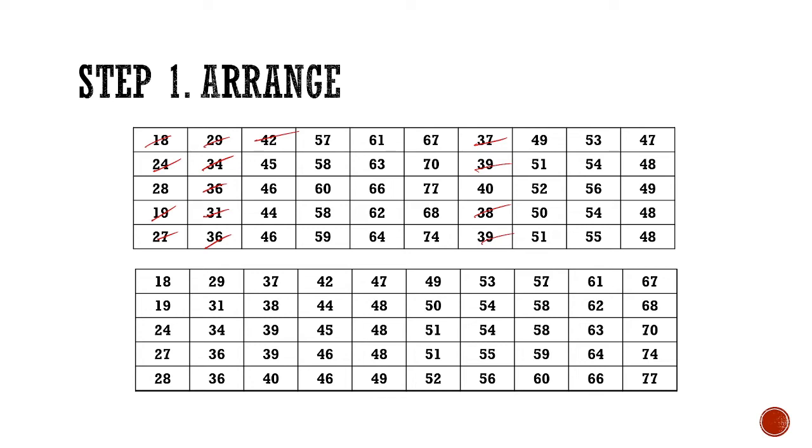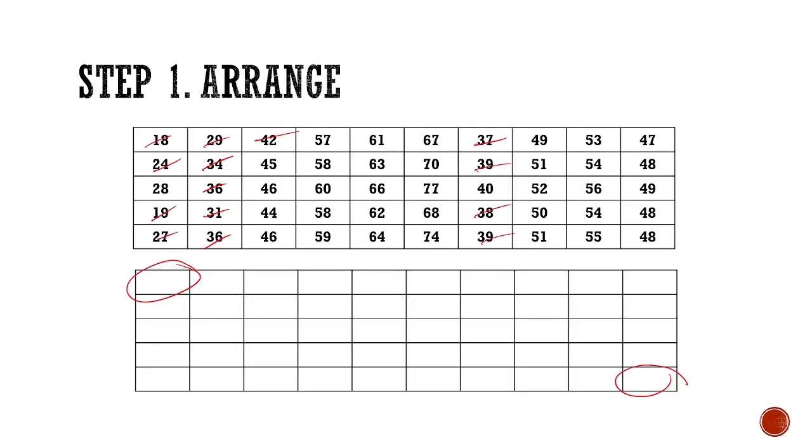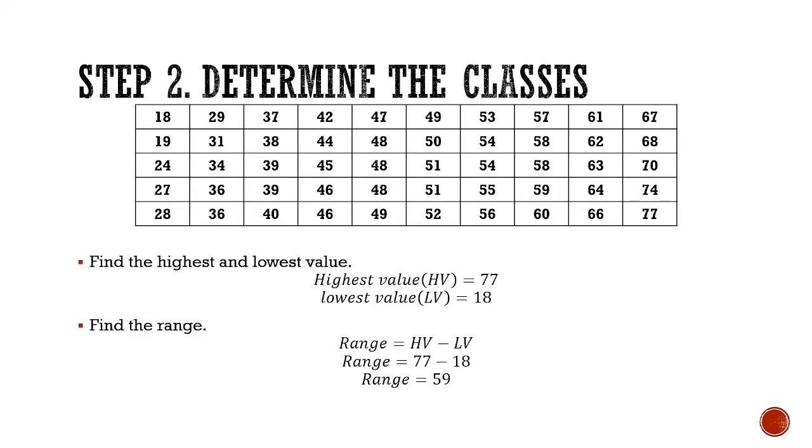Okay? Then, after arranging, you get the highest and lowest value. As you can see here, the lowest value is 18 and the highest value is 77. Then, we just find the range. And the range here will be 59. So, for determining the classes, ilan yung values natin dito? We have 50. So, unahan natin ng kaunti yung slide. So, rule 1 yung gagamitin natin.